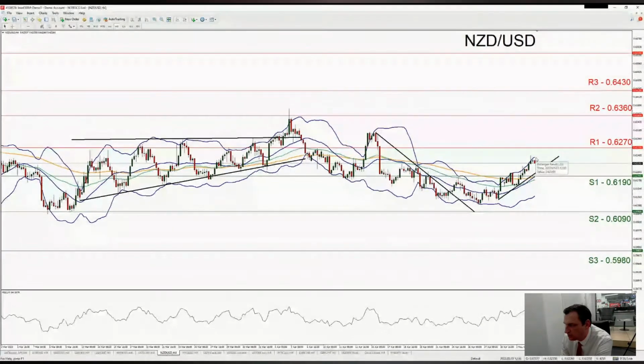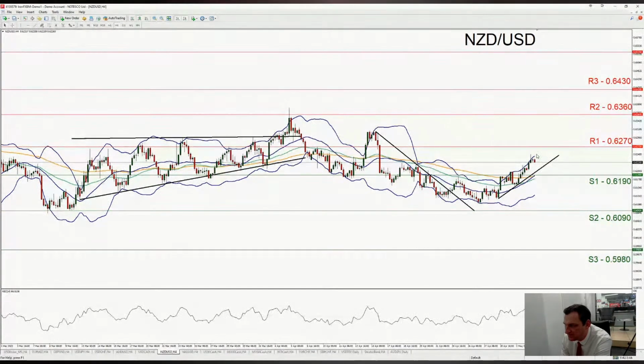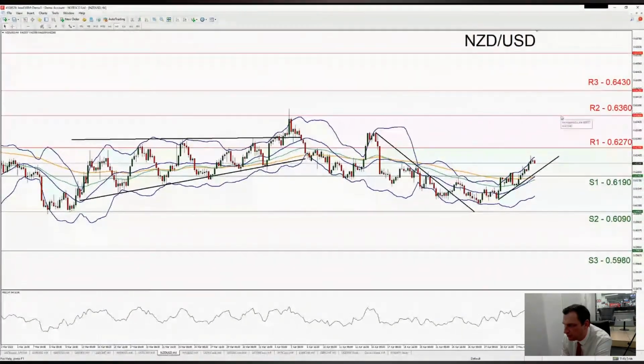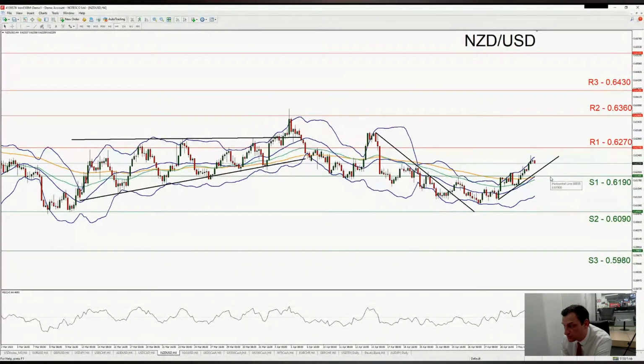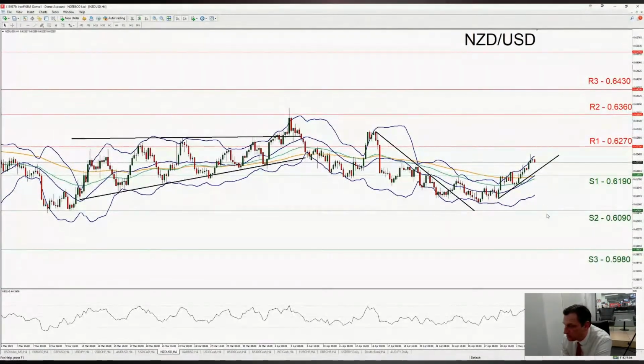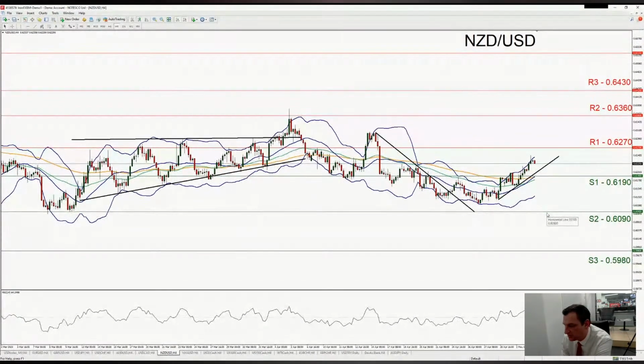Should the Fed's interest rate decision actually weaken the US dollar, we may see it even breaking the R1 and start aiming for the R2 0.6360. On the flip side, should the USD actually strengthen, then we may see it dropping, breaking the slight upward trend line, breaking possibly also the S1 0.6190, and start aiming for 0.6090.